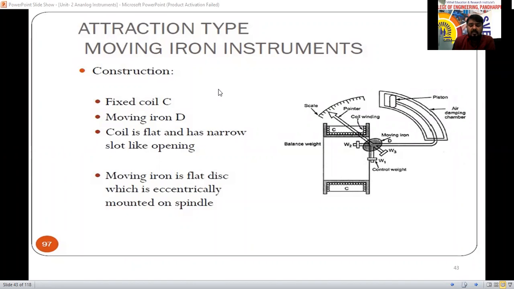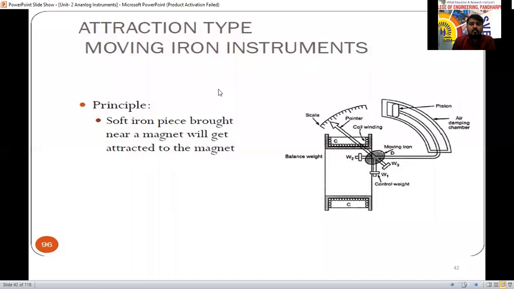Attraction type moving iron instrument. The main principle of this one is indicated by the name itself: the iron part we are using in this instrument is the moving part. We are using a permanent, fixed magnetic field. Two magnets are there, the coils we are using here.